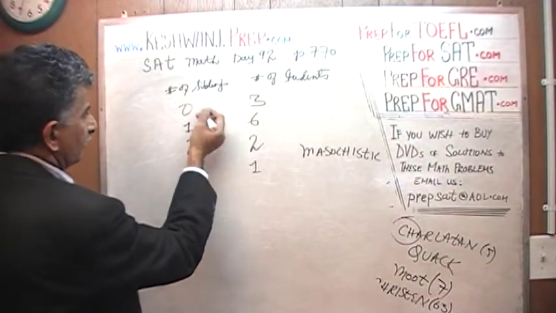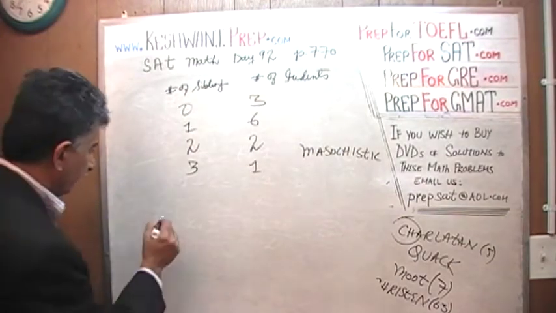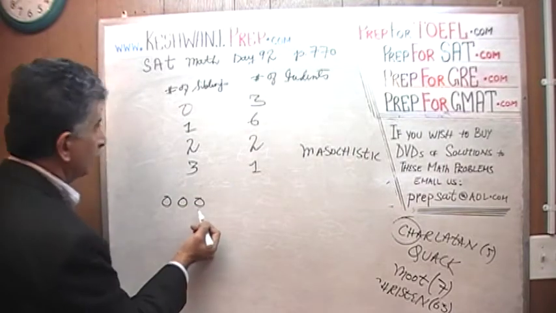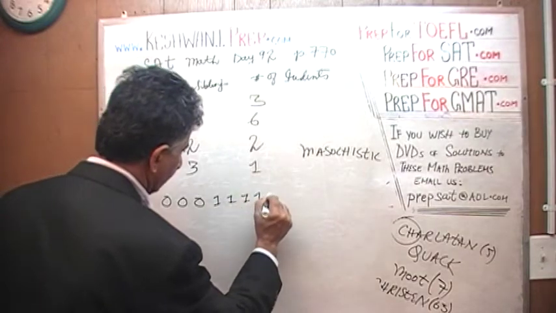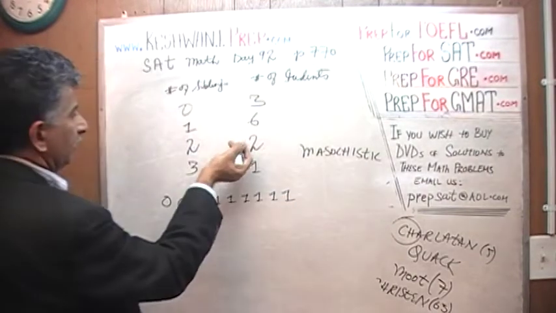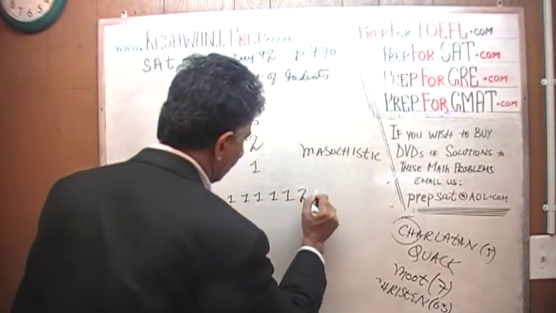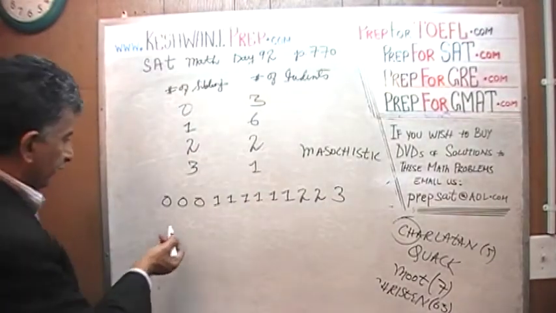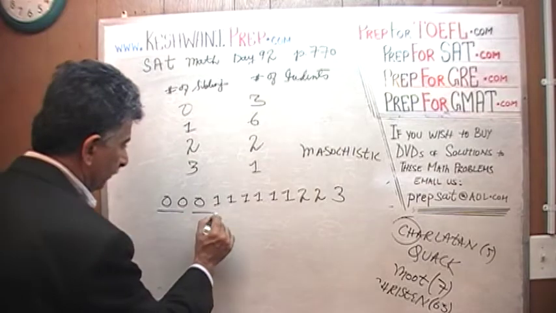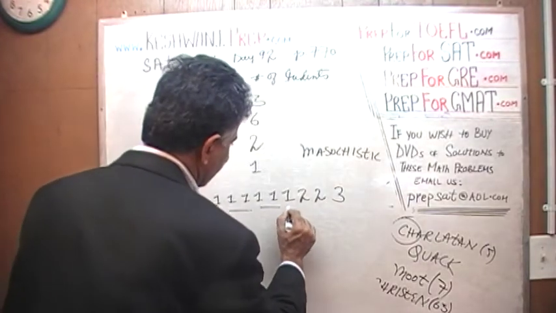there are 3 students with 0 siblings. So 0, 0, 0. There are 6 students with 1 sibling: 1, 2, 3, 4, 5, and 6. There are 2 students with 2 siblings, and there is 1 student with 3. And there are how many kids here? Of course, they tell us there are 12: 2, 4, 6, 8, 10, and 12.